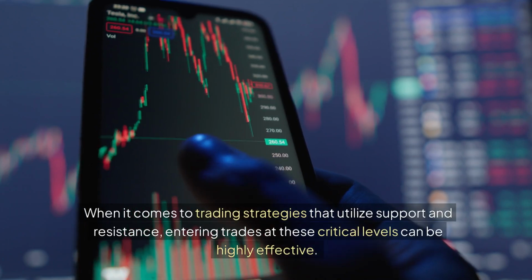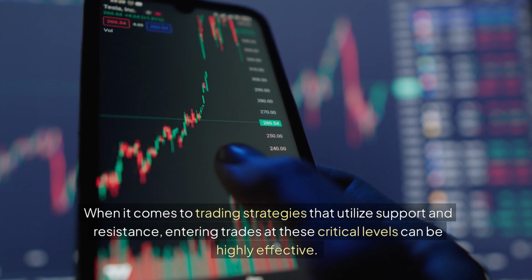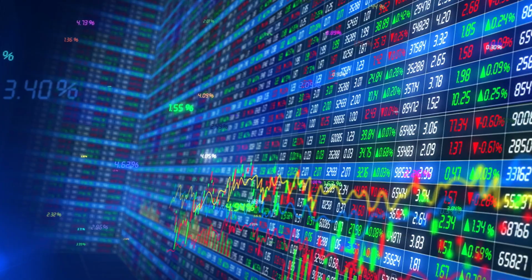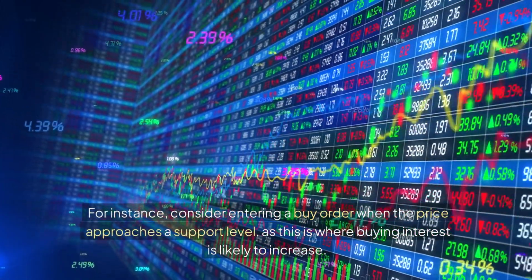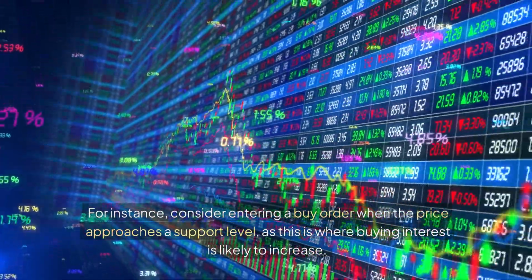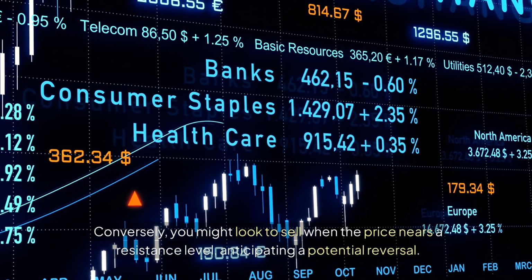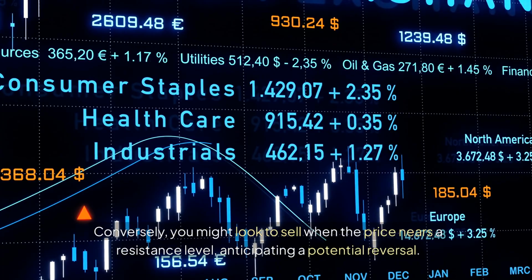When it comes to trading strategies that utilize support and resistance, entering trades at these critical levels can be highly effective. For instance, consider entering a buy order when the price approaches a support level, as this is where buying interest is likely to increase. Conversely, you might look to sell when the price nears a resistance level, anticipating a potential reversal.